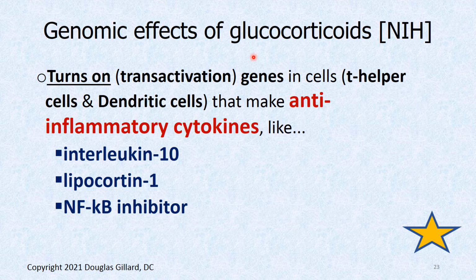These are genomic effects still. It turns on genes in cells that make anti-inflammatory cytokines. They're not all pro-inflammatory. Some cytokines are anti-inflammatory. They're the good guys. They're there to snuff out the inflammation as well, like interleukin 10, lipocortin 1, NF-κB inhibitor. Those are good guys. And so glucocorticoids will turn on the genes in those cells that make them, like T helper cells and dendritic cells, to spit those anti-inflammatory cytokines out.